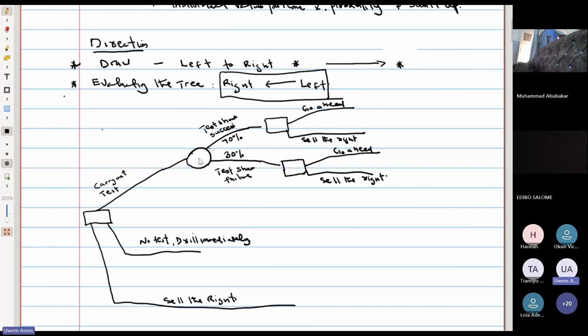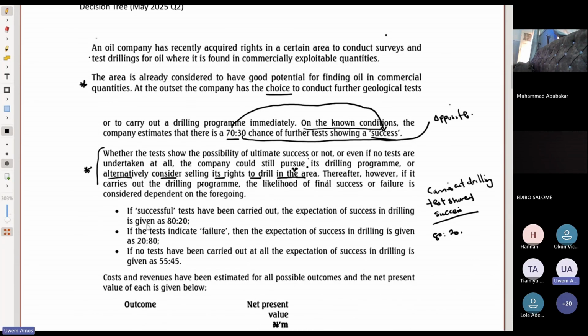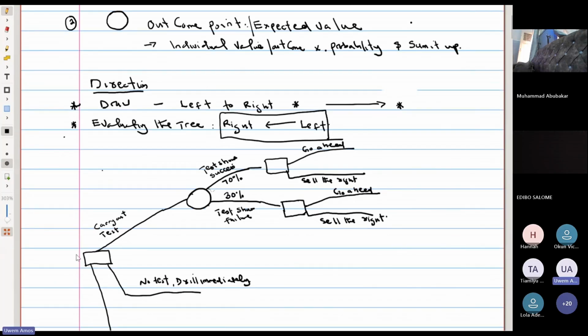The comment says where the test is successful, so where it shows success. That's what it says. This is where it is a successful test. So it is only a successful test on this line. So we found ourselves at this point. It says where it carries out the project. Here it doesn't carry out. Here it sells the right. Even if the test shows success, it sells the right. So it cannot be this line because it sells the right.